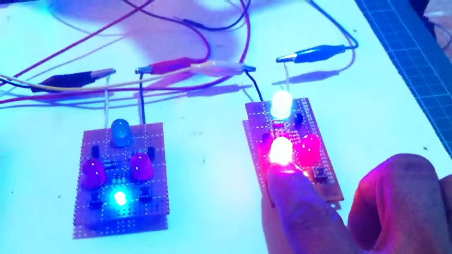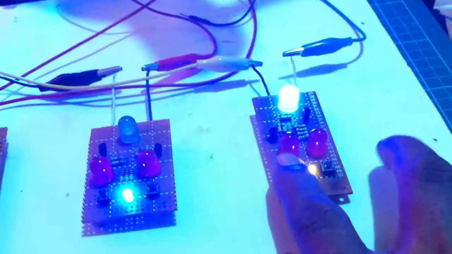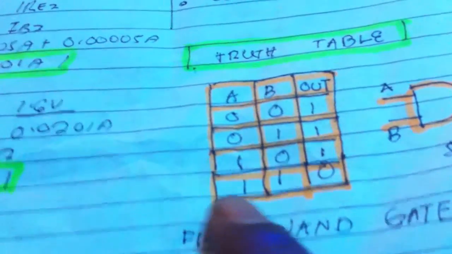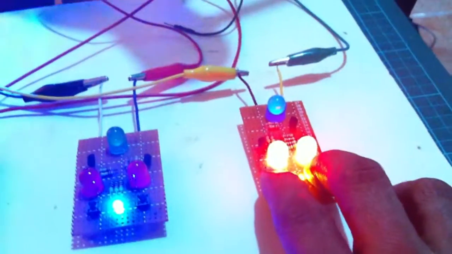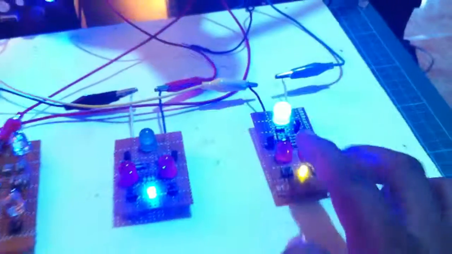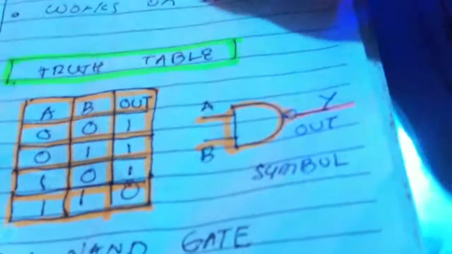How about this one, the other switch? See, the LED still turns on. Still there is an output here, but when we press both, the LED turns off. That is the NAND gate, and that is the truth table of the NAND gate. That is the symbol: switch A, B, and the output Y.